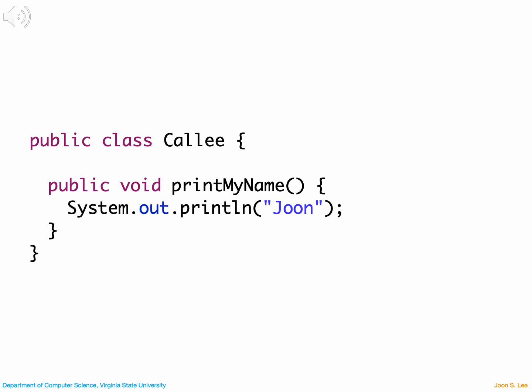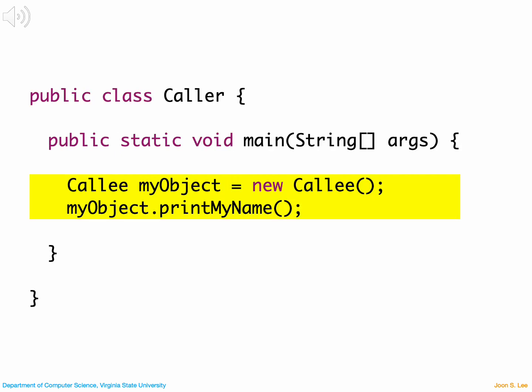Let's look at this example. Here we define a simple Java class named Callee. Inside this class, we define a method called printMyName. This method prints a string to the console. Notice that this method is not static. That means printMyName is an instance method, as you can see here. Instance methods belong to an object, not to the class itself. So in order to call this method, we must first create an object of the Callee class. Once we have an object, we can call printMyName using that object.